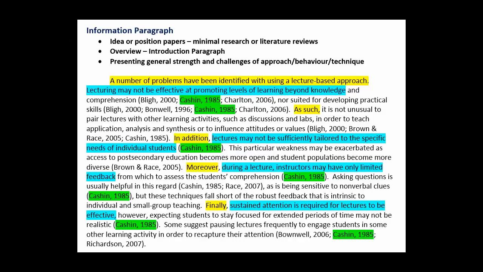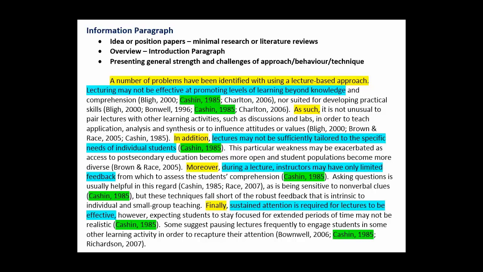I'm going to talk about the information paragraph in an academic or research paper or thesis. Now, the idea behind this paragraph is that you're presenting minimal research or literature reviews. So these are papers that are probably positional or idea papers, or they could be reviews of the literature, but they're giving a general overview, maybe an opinion, an educated opinion or articulated position, and you're summarizing those.